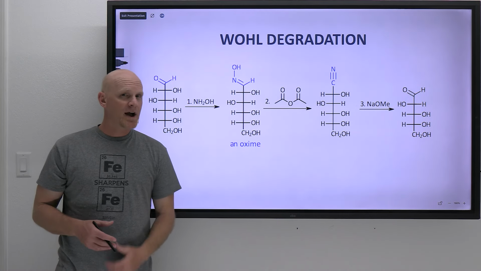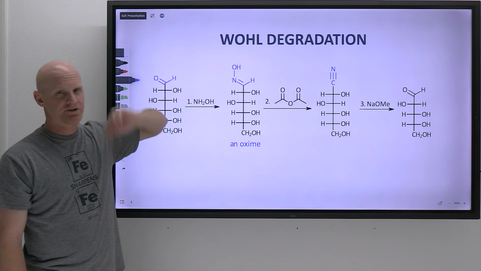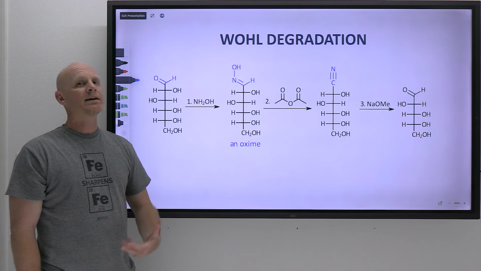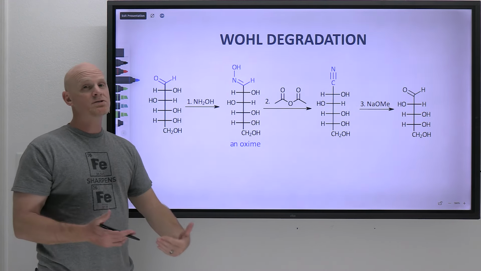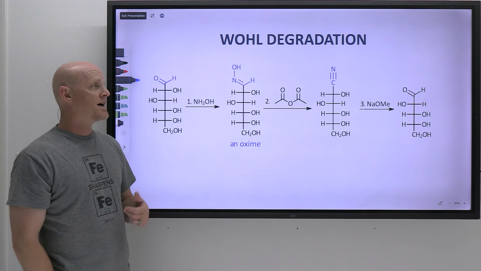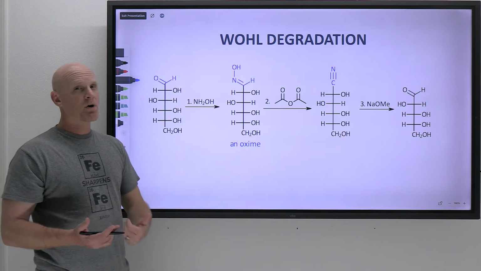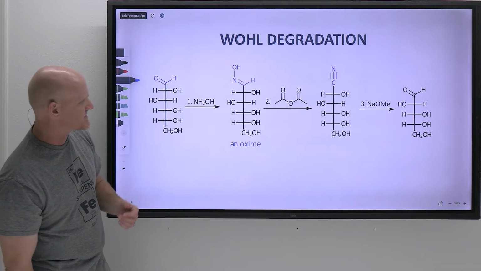And finally, the last reaction we're going to take a look at is the Wohl degradation. So in the Wohl degradation, instead of lengthening the chain by 1 carbon like we did in the Kiliani-Fischer synthesis, it's going to reduce the length of an aldose by 1 carbon instead. And it's almost exactly the reverse process that we learned for the Kiliani-Fischer synthesis.